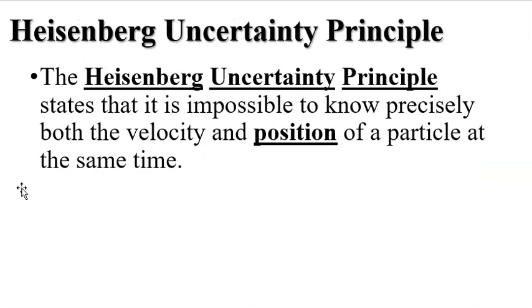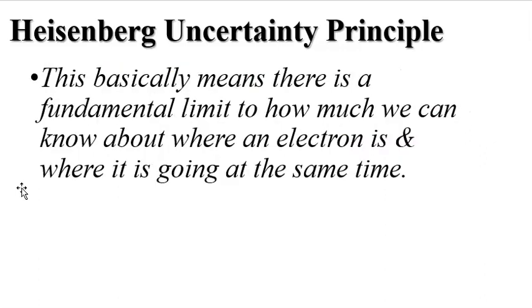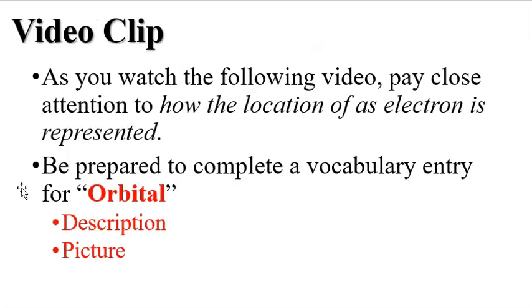The Heisenberg uncertainty principle states that it's impossible to know precisely both the velocity and position of a particle at the same time. This basically means that there's a fundamental limit on how much we can know about where an electron is and where it's going at the same time. So as you watch this next video clip, pay close attention to how the location of an electron is represented. Be prepared to complete a vocabulary entry for orbital.